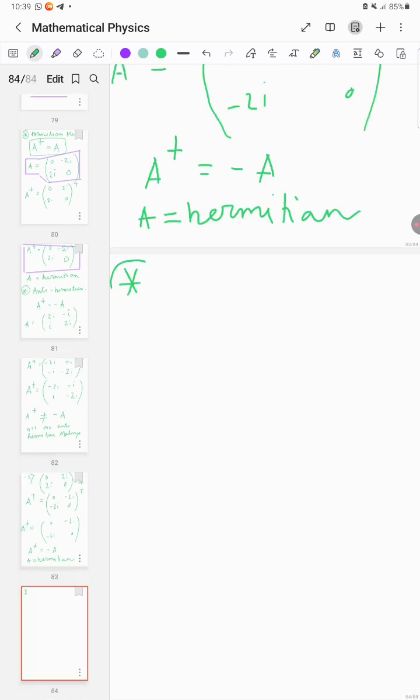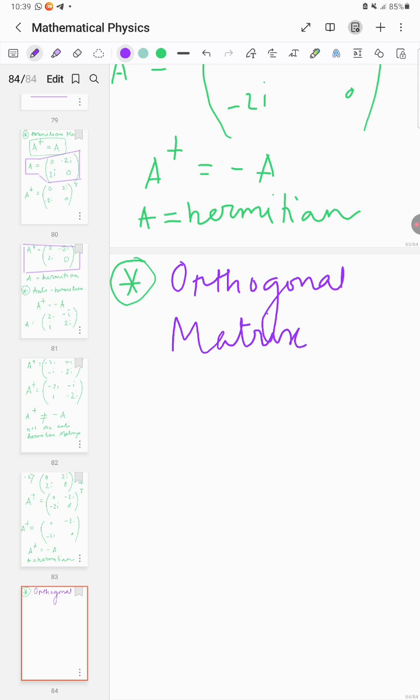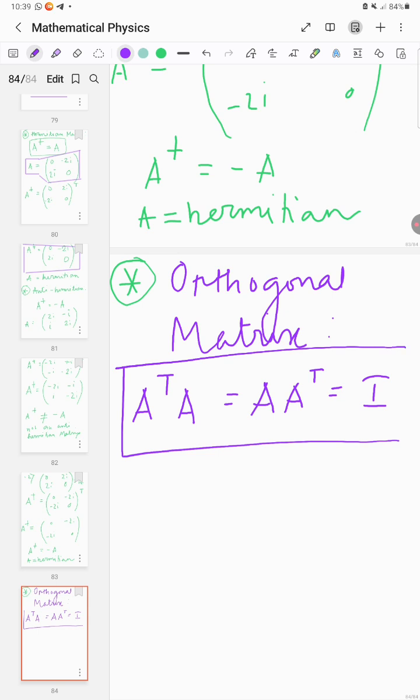Now we will talk about the next variety of matrix, which is the orthogonal matrix. A square matrix is said to be orthogonal if and only if it satisfies the following condition. What is the condition? A transpose A is equal to A A transpose is equal to the identity matrix. Only then will A be called an orthogonal matrix. Alright.